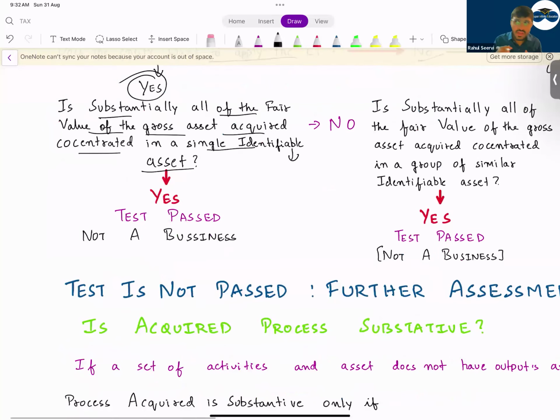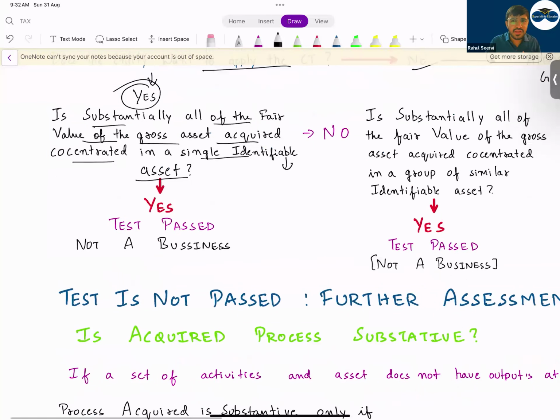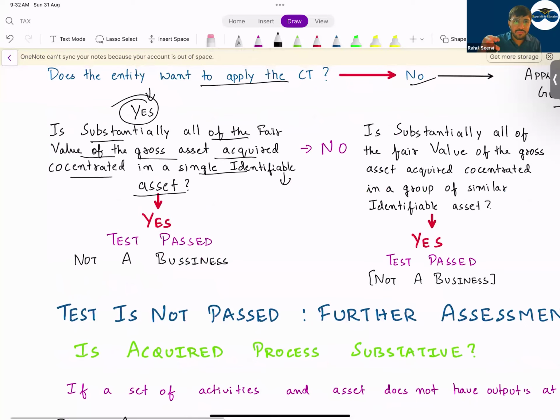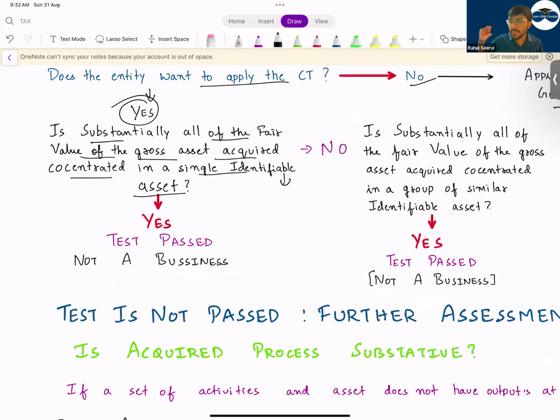Now, if I say that when I'm paying any amount to acquire any company, the amount which I pay, the fair value or the premium which I pay, only belongs to one particular asset, in that case I say that I'm not acquiring a business. The test is satisfied. It's not a business.